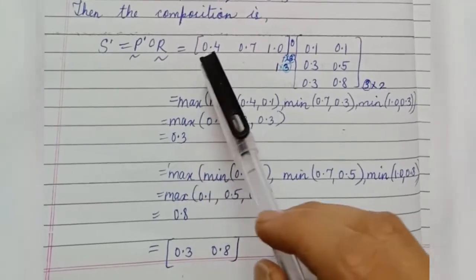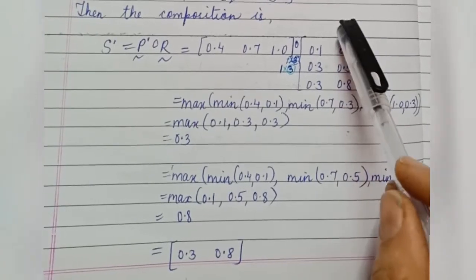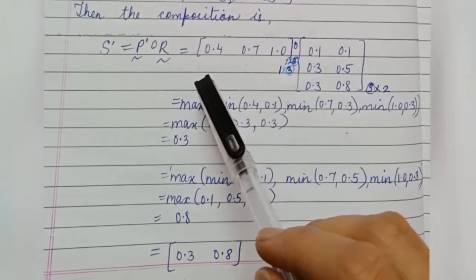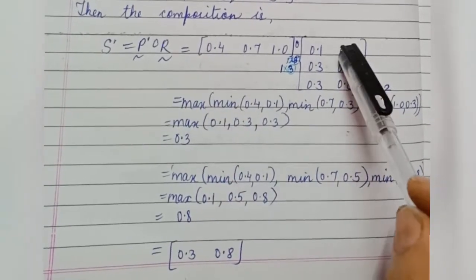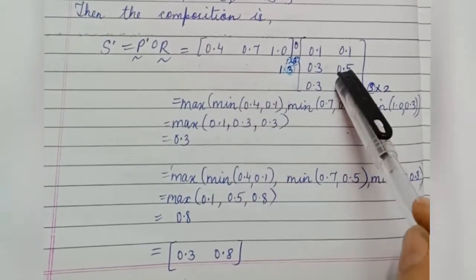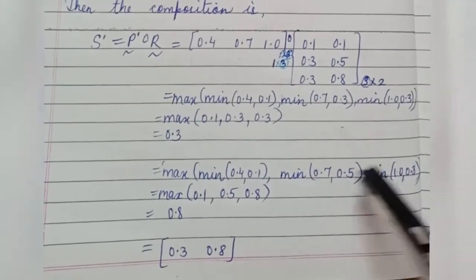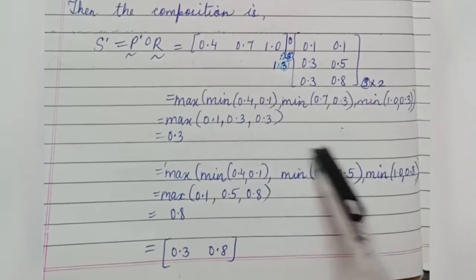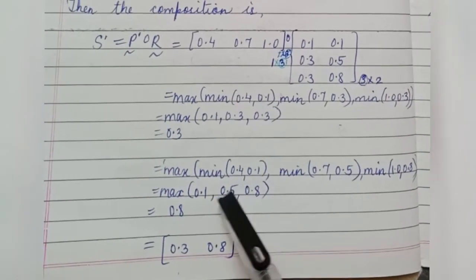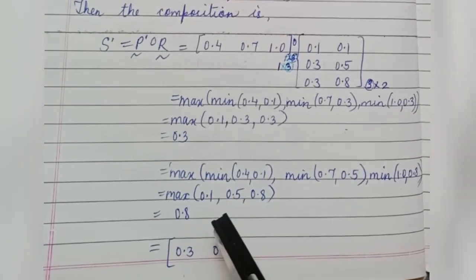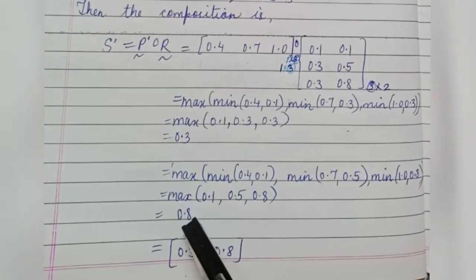Now for the second element, consider the same matrix row, and in the second matrix consider the second column. Select each element and compare. First write max, then write min. 0.4 and 0.1, write it over here. 0.7 and 0.5, write here. 1.0 and 0.8, write it over here. Now select the minimum. Here the minimum is 0.1. Here the minimum is 0.5, and in the last the minimum is 0.8. Write it over here. After selecting the minimum, select the max. Max of these 3 is 0.8. So this is the second element of the matrix.